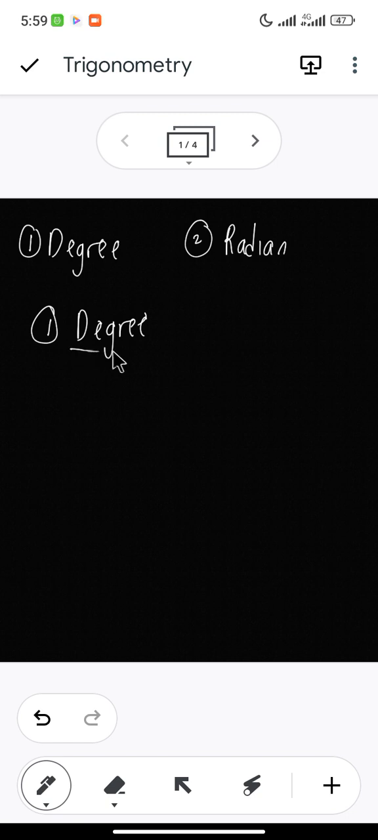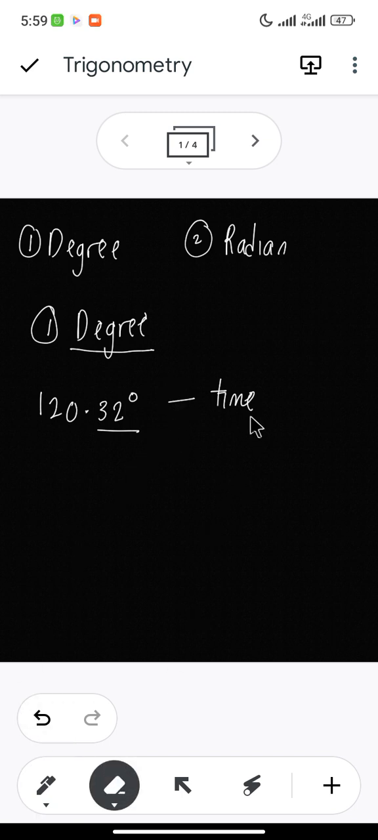Now, first thing to note in degree is that the decimal parts of an angle in degree can be converted to time. So let's say you have an angle, let's say 120.32 degrees. The decimal parts of this angle in degree can be converted to time, most especially minutes. So we're going to take some examples to understand this little concept.